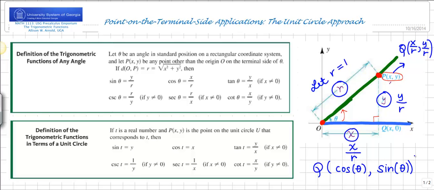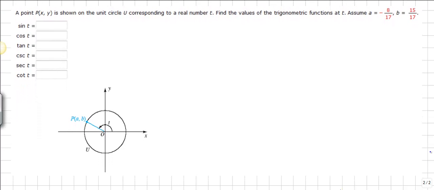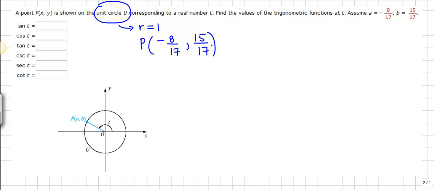Now, to give you a more specific application, you could take any point. In this particular case, you're given a point x, y, which is on the unit circle, so you already know the minute you see this terminology that this implies that r equals 1. Okay, you already know the values of a and b, which are the x and the y coordinates of P. So P is the ordered pair with x coordinate -18/17 and the y coordinate 15/17.